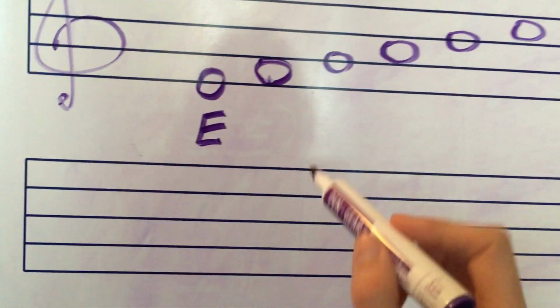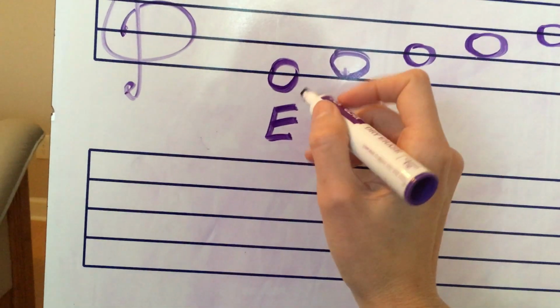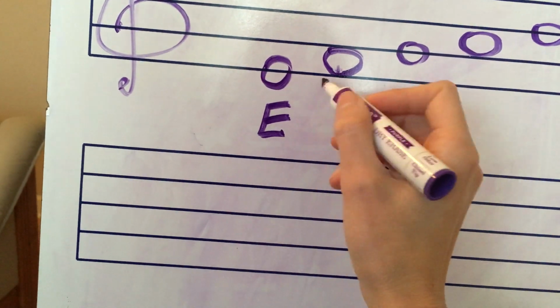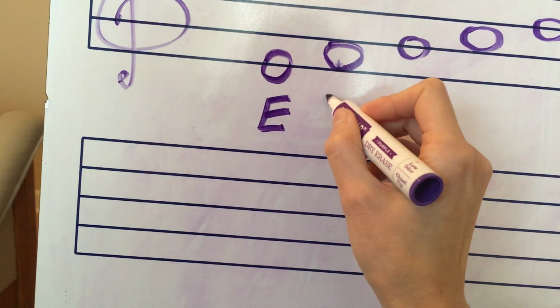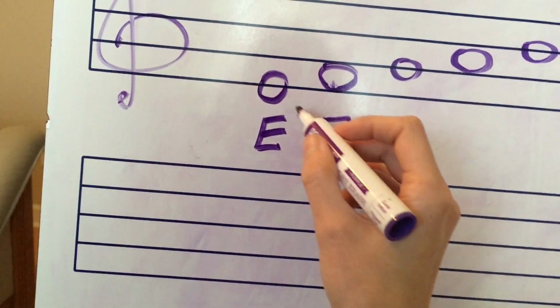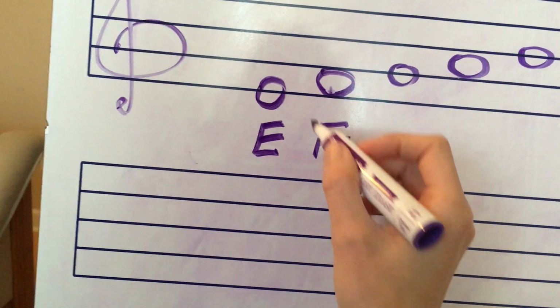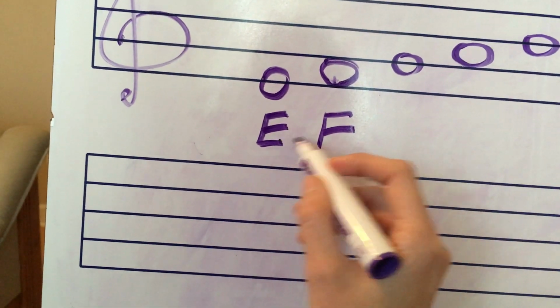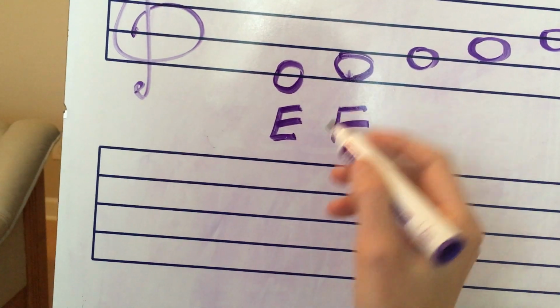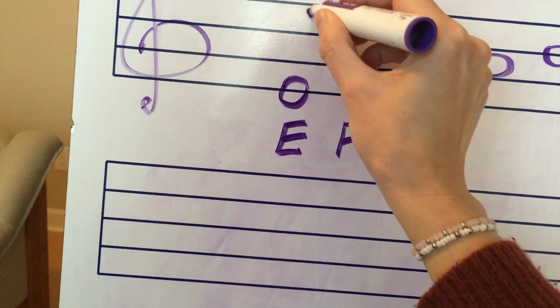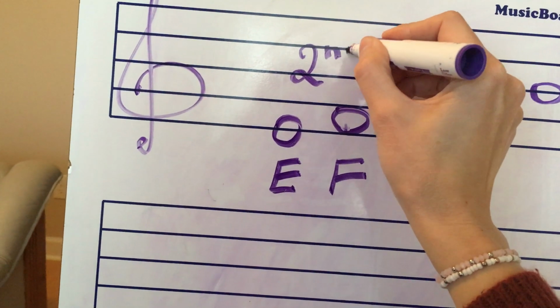So let's just go back and calculate the distance between these two notes. We have this one and that one, that's an F. So the distance between E and F, again, you need to use the names of the notes, the letter names. So E, F, 1, 2. So that's going to be a second.